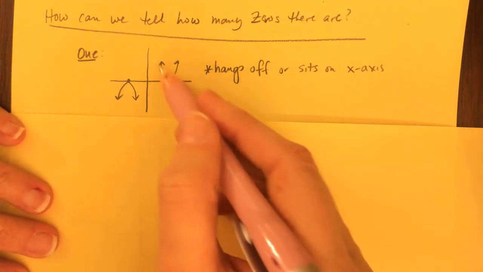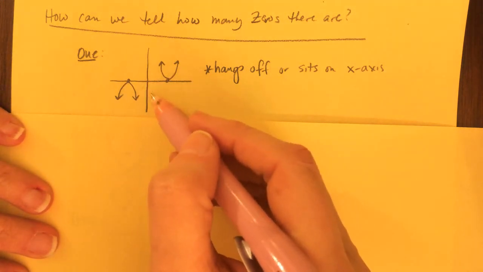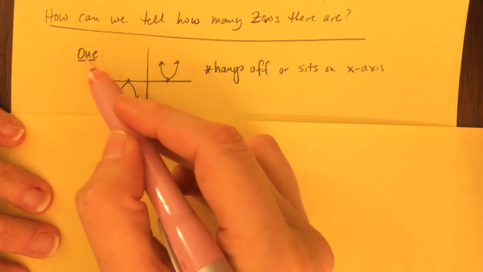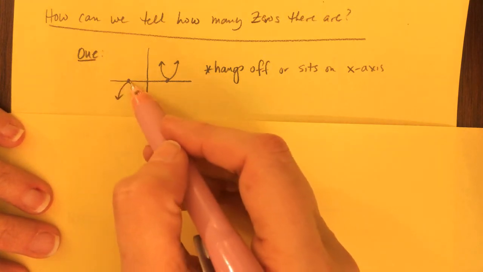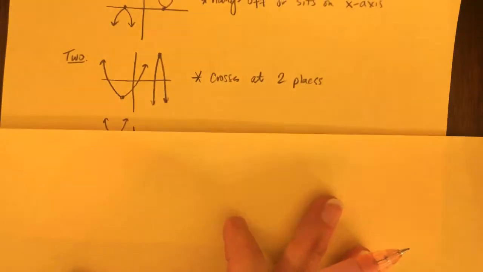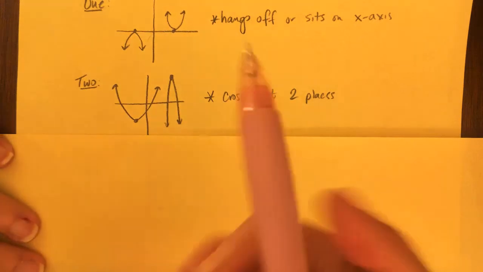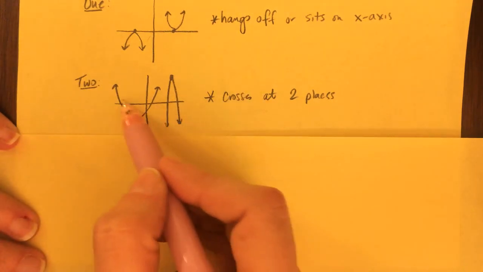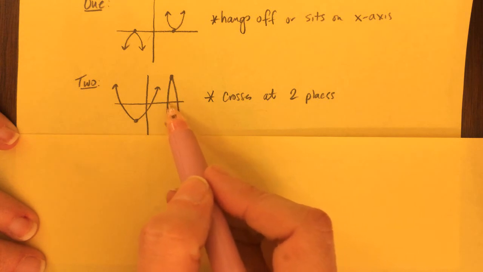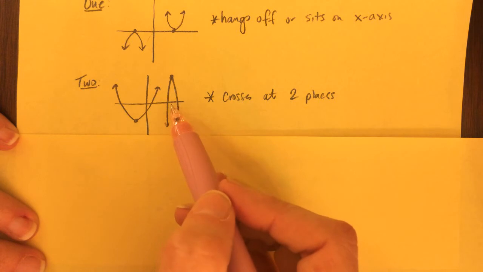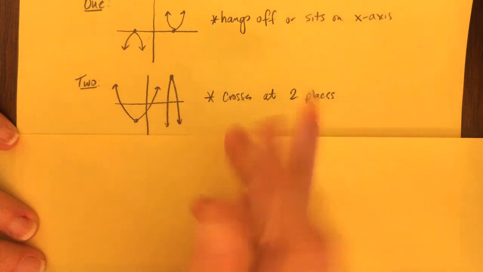Now, obviously, it's not always going to be over here or over there. It might be right here. But if it's sitting on or hanging off of the x-axis, then there is only 1 zero, because there's only one place that the parabola actually touches the x-axis. We might also have 2 zeros or x-intercepts, in which case this parabola touches in 2 places, this one also touches in 2 places. So my parabola actually crosses the x-axis in 2 places. So that would give me 2 zeros.